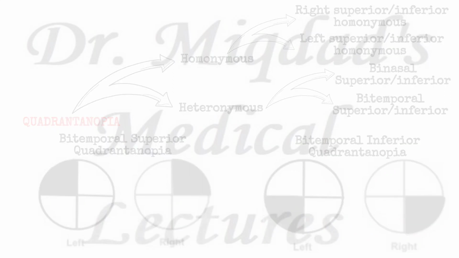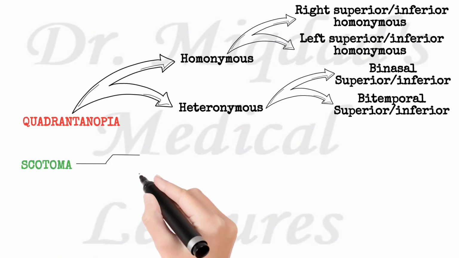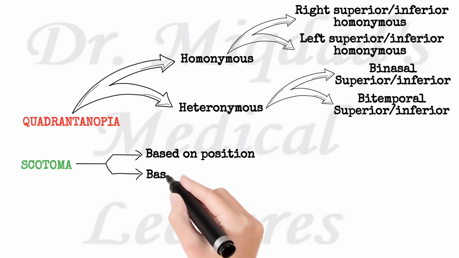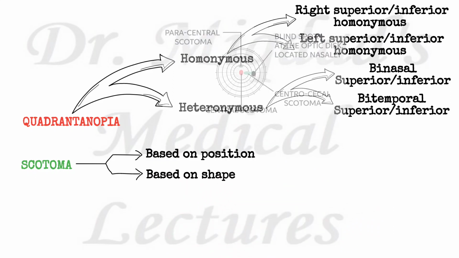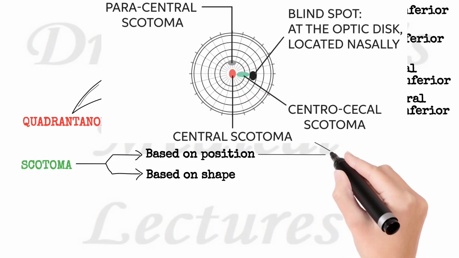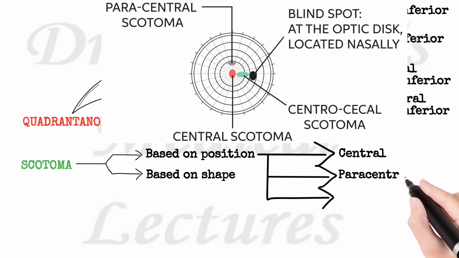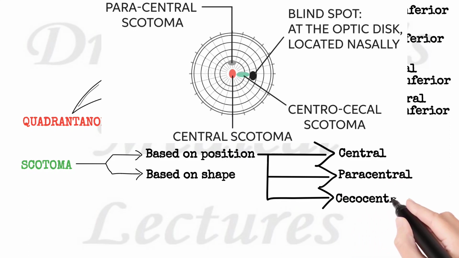Now let's come to scotoma. Scotomas can be classified either based on position or based on their shape. Based on position, it may be central if it involves only fixation, or it may be paracentral if it involves an area of visual field away from fixation and tends to be elongated circumferentially along the course of the optic nerve fibers within the central 30 degrees. Or it may be cecocentral if it extends from fixation to the blind spot.